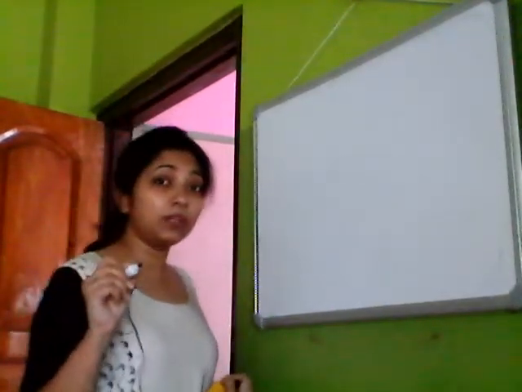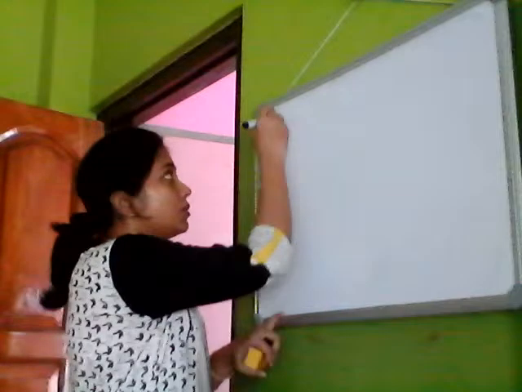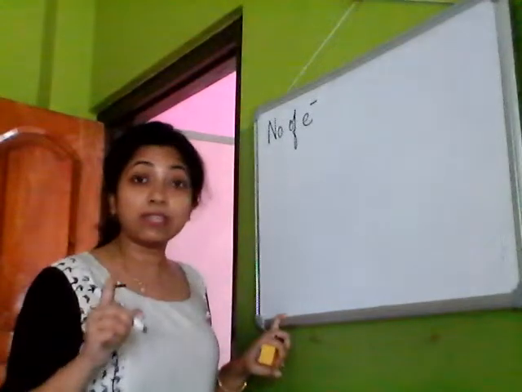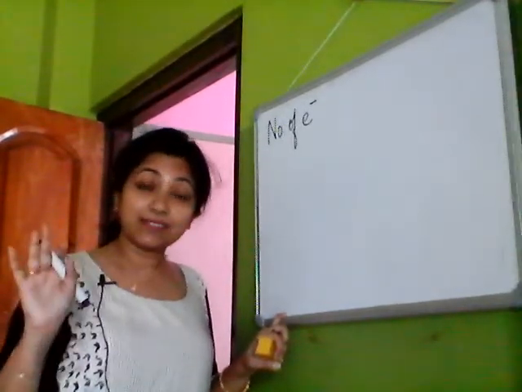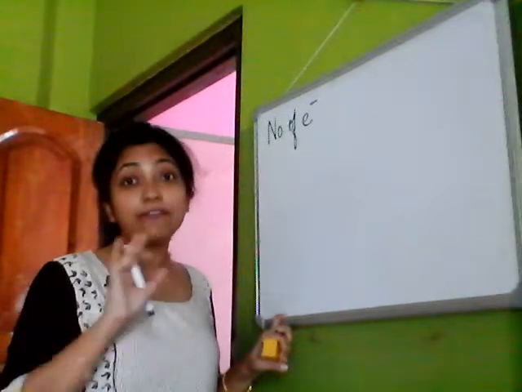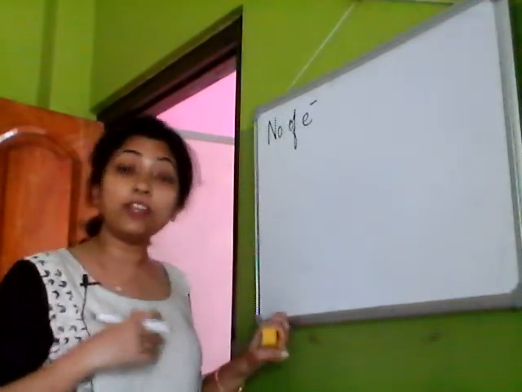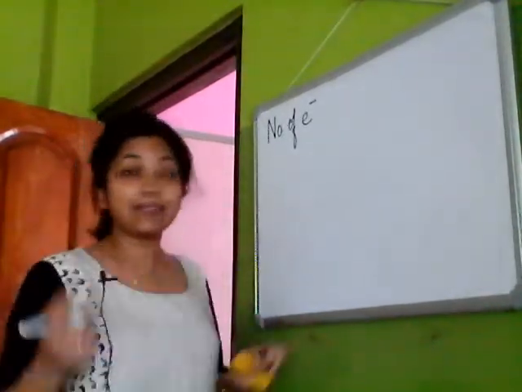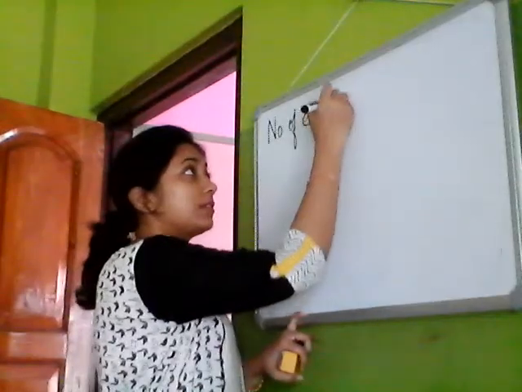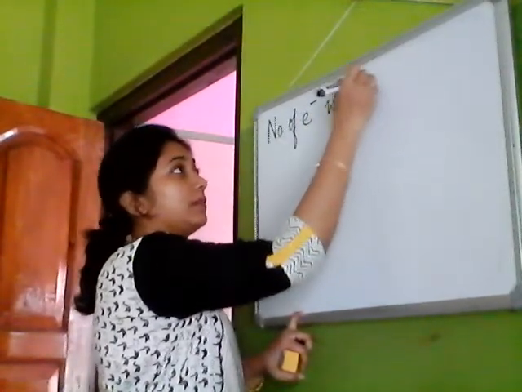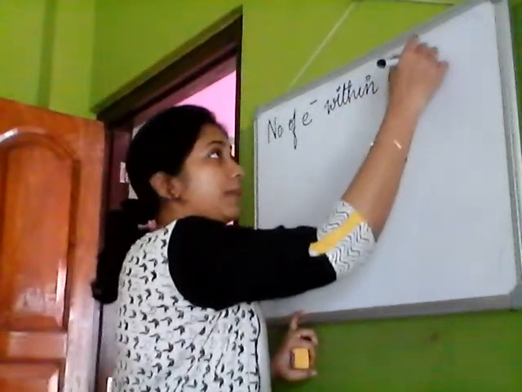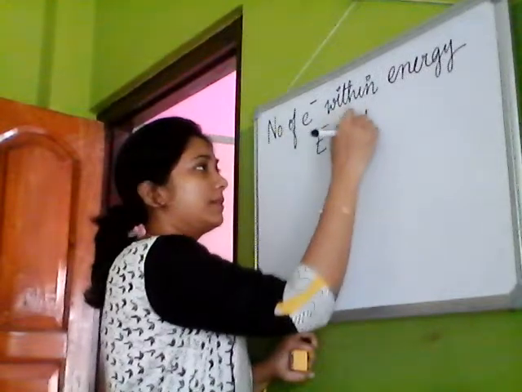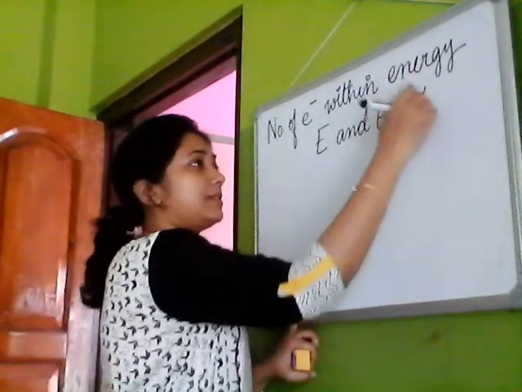So let me just write down the topic once again. Number of electrons. Now see, I am no more writing number of particles. We are well defined now. We have well defined this particle. Which particle? We are talking about electrons in the free electron system. So free electron gas system. So number of electrons within energy E and E plus dE.